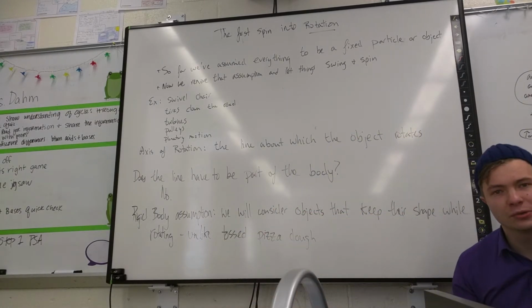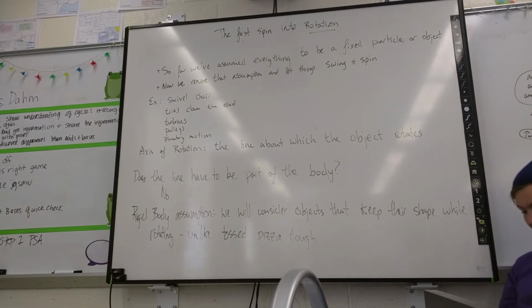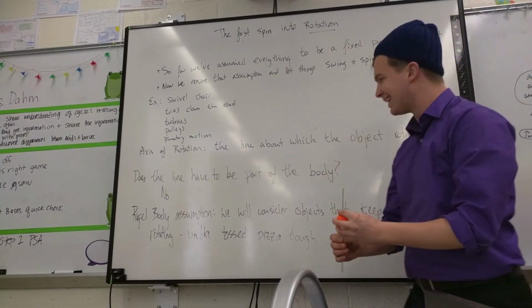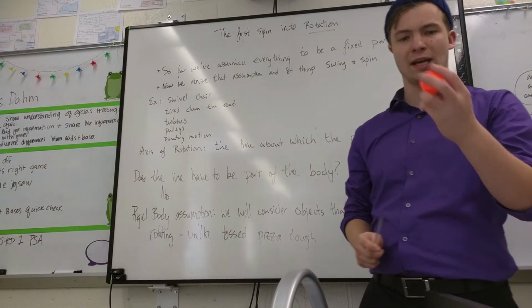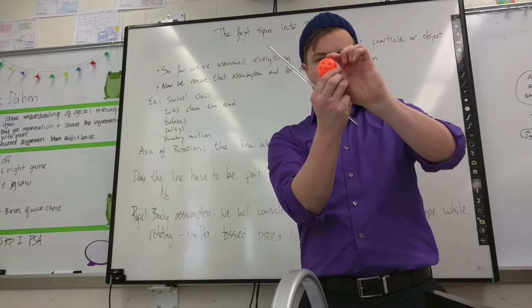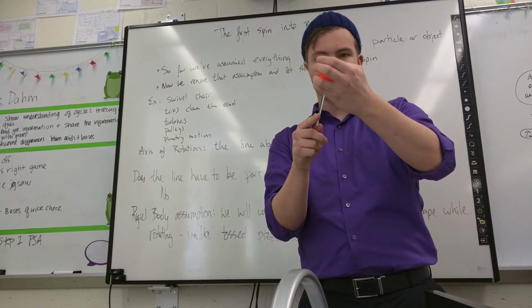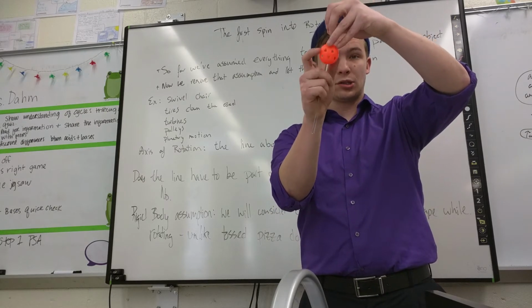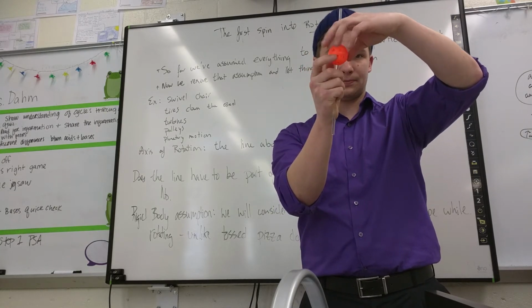We need to cover a few definitions before we go any further. The first I'll say is the axis of rotation is the line about which the object is rotating. So if I observe this thing rotating like this, I could easily imagine that there's some line, some axis of rotation about which the object is rotating.